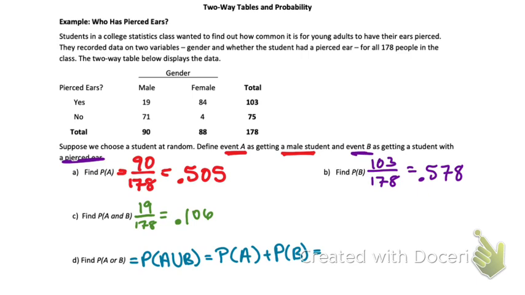So if I do that, I would get the probability of A, which is 90 over 178. And I would add the probability of B, which was 103 over 178. And what do you get when you add those together?